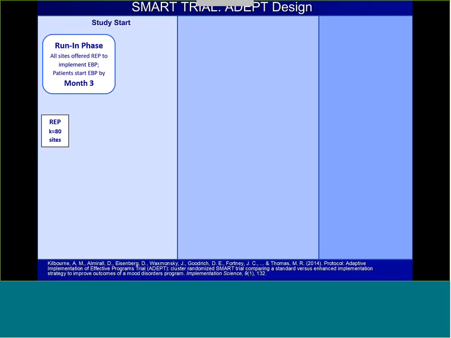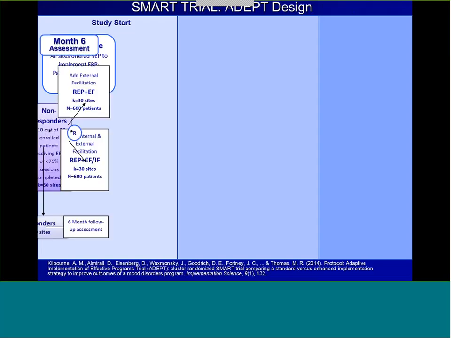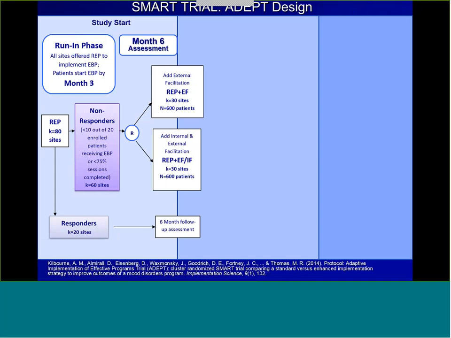So in the ADEPT trial, there's the study starter run-in phase where all sites are offered the facilitation to implement evidence-based practice, and then patients start by month 3, so at 80 sites. And then some of those sites may be, quote, non-responders, so, where they're not responding to the facilitation. And so what you see as we move over to the right, that R in the blue circle randomizes non-responders to add external facilitation or add internal and external facilitation.